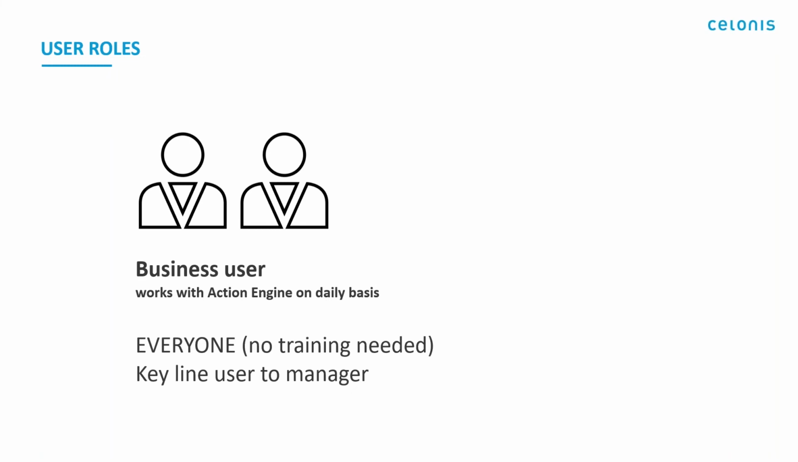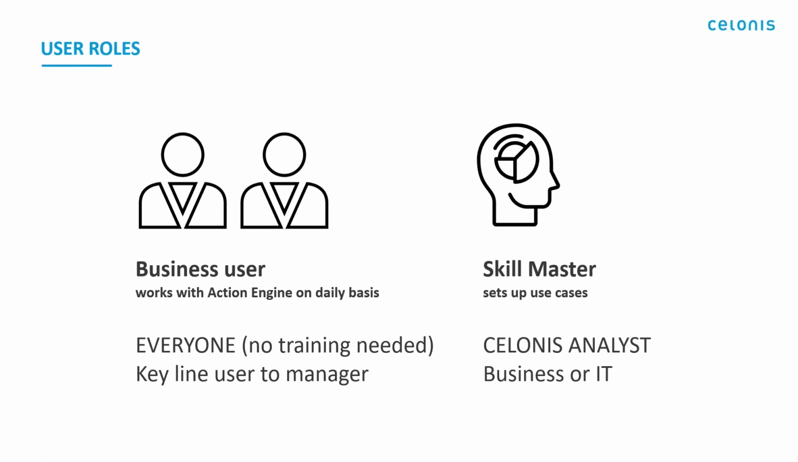On the other side, as a second user role, we have what we call skill master. The skill master is responsible for setting up use cases, or skills as we call them. And this is typically the Celonis analyst. So if you're already working with Celonis, it's similar to the person who would create a Celonis analysis. This person can be located in the business or IT. In any way, we are highly encouraging a self-service possibility to set up these skills.